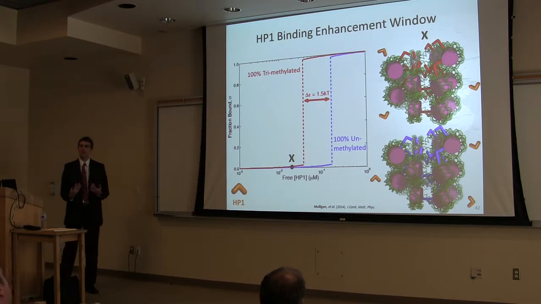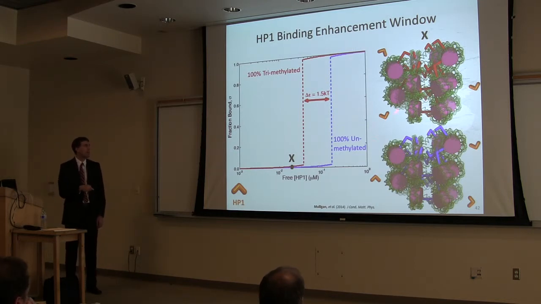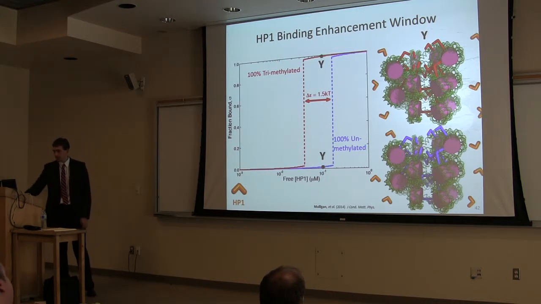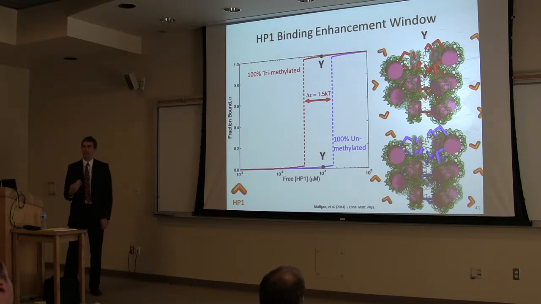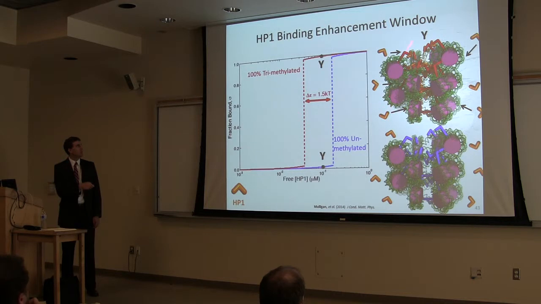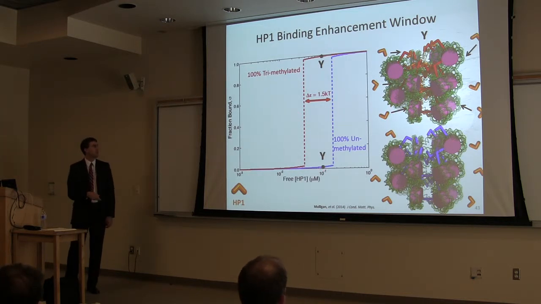So now let's look at the effect of methylation. In a region in which you have 100% highly methylated and 100% unmethylated fibers, you can see that at very low concentrations of HP1, we're not going to get any binding in these arrays. Now, if we increase the concentration of HP1, we're going to get selective binding only to the methylated arrays. And that's shown here at these points Y.